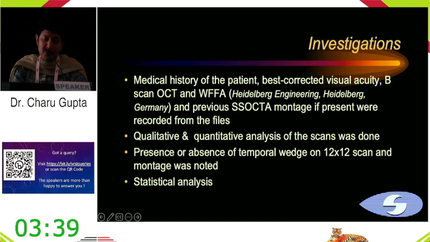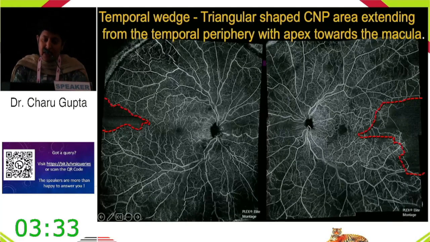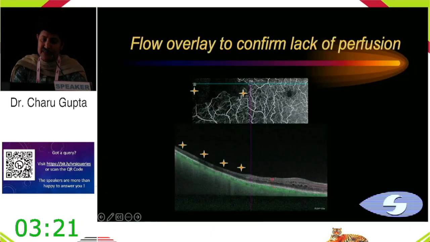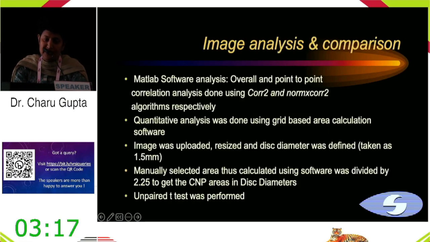A qualitative and quantitative analysis of the scans was done. Presence or absence of the temporal wedge was noted. The temporal wedge was defined as a triangular shaped CNP area extending from the temporal periphery with apex towards the macula. This was seen in the montage, and also on the 12x12 in some cases. A flow overlay was done to confirm the lack of perfusion in these areas. The images were then analyzed and compared.